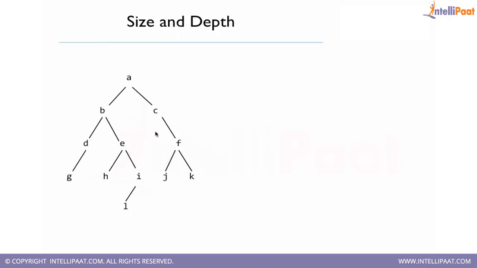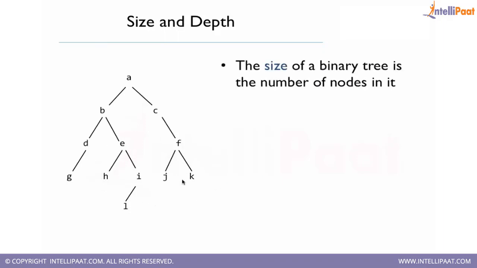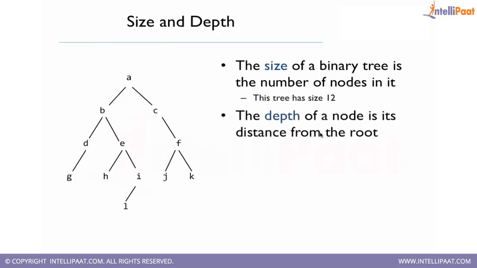So let's cover what we mean by size and depth of a binary tree. Suppose this is a binary tree. The size is the number of nodes in a binary tree. So here in this case, the number of nodes are 1, 2, 3, 4, 5, 6, 7, 8, 9, 10, 11, 12. So the size of the binary tree is 12. Correct.